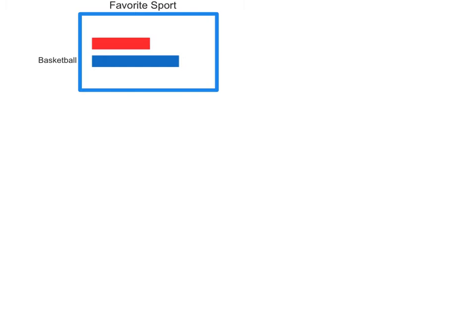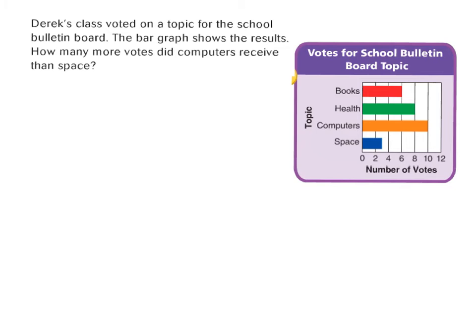Well, looking at these two bars, this would be the bar that would represent basketball, since the bar for basketball would be the longest bar. What do you think a good title for this graph would be? Well, since it is a bar graph about the students' favorite sports, we can use favorite sport for the title. Let's look at this following problem.